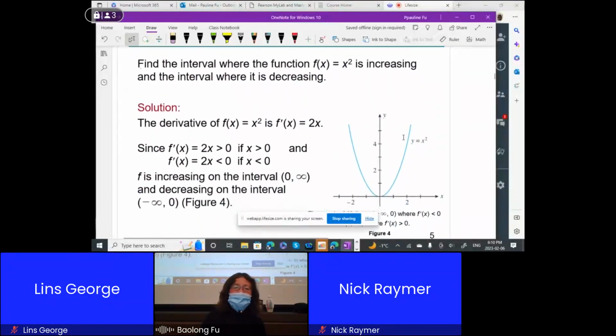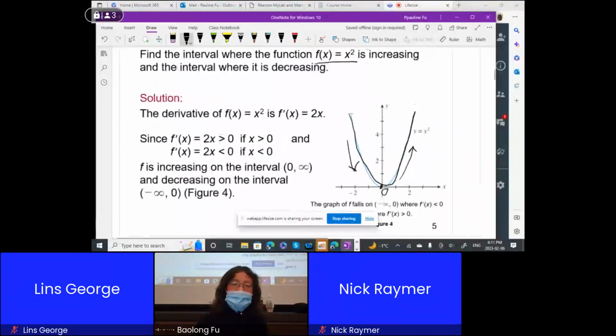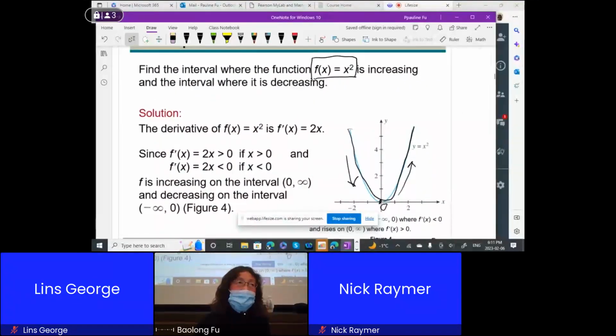Okay, example. Find the interval where f(x) equal to x squared is increasing, and the interval when it is decreasing. We know the graph of x squared is this one, parabola. By graphical examination, we know when x greater than 0, y is increasing. When x smaller than 0, y is decreasing. This is by examining the graph. And how do we solve this problem without looking at this graph? Okay, just looking at x squared.